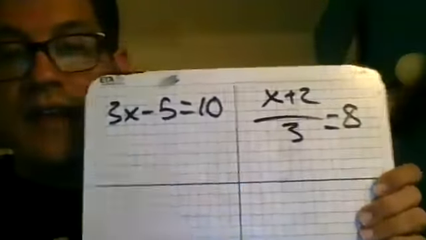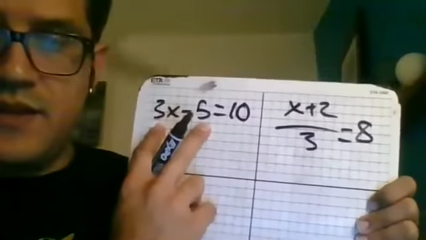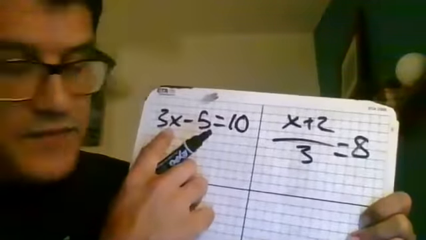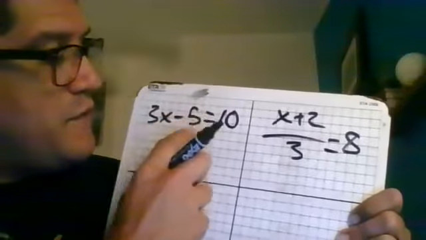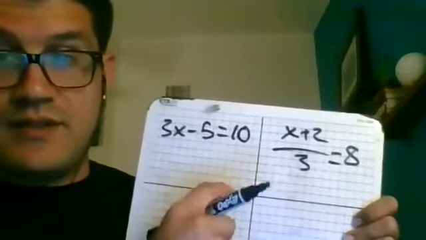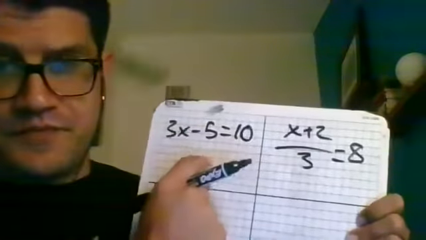All right, let's do these two problems. Okay. Now, if you can tell here, there are two things happening to the variable now. Now, 3 is multiplying with the x, and then the 5 is subtracting from the x. So two things are happening to the x. Okay. And you have to get rid of one of these first.